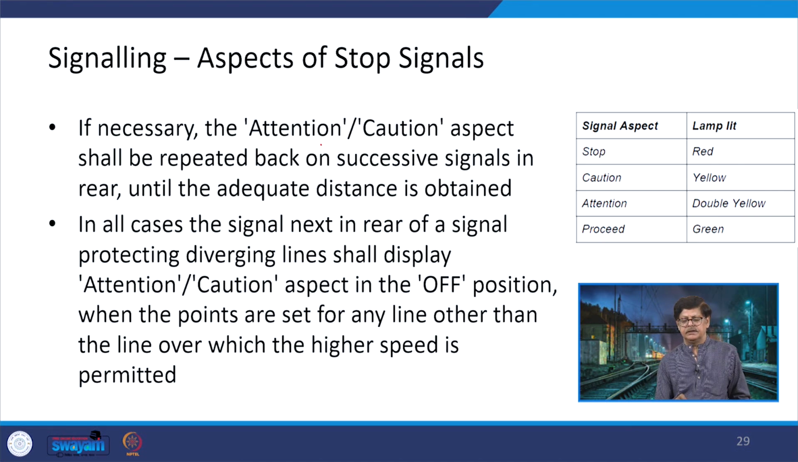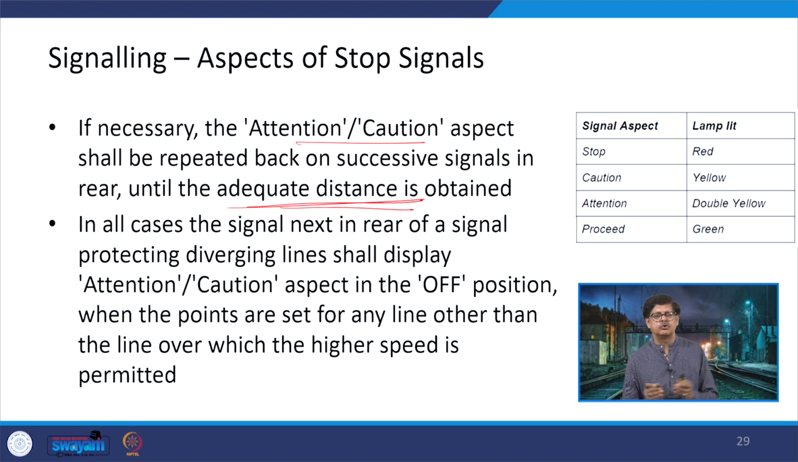If necessary, the attention and caution aspect shall be repeated back on successive signals in the rear unless the adequate distance is obtained. So, if we are talking about 1 kilometer distance, we are talking about 2 kilometers distance, and if that 1 kilometer, 2 kilometer distance is not available because of some obstruction in between, it means you need to repeat it further towards the back side till that 1 kilometer is attained.